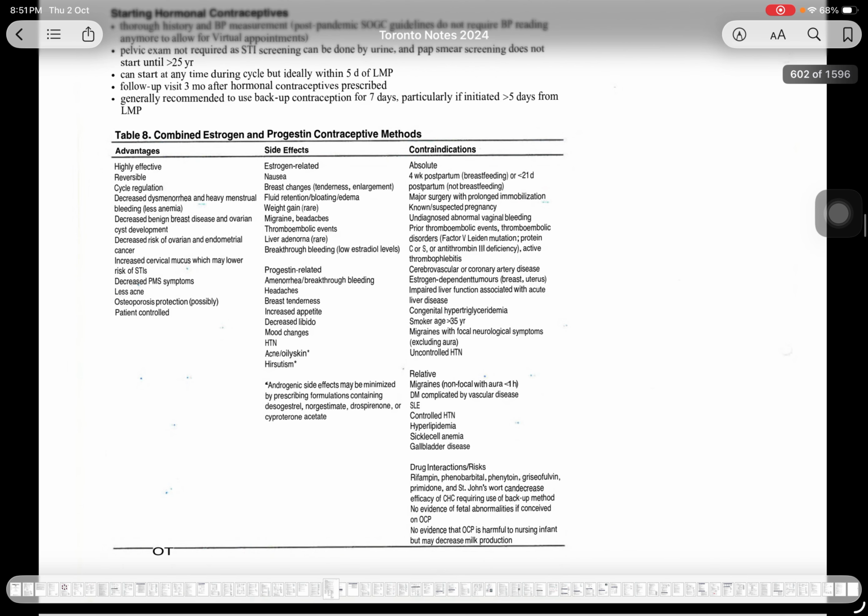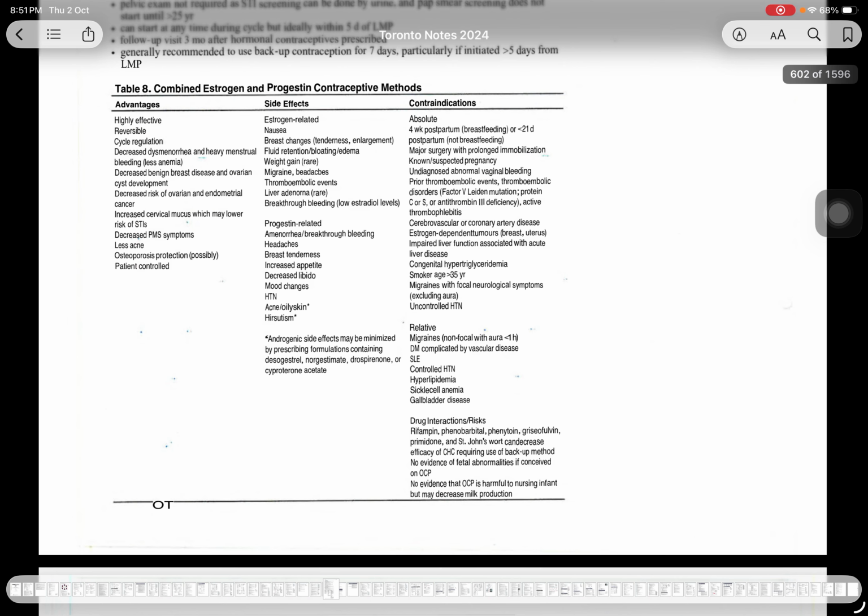Now, talking about combined estrogen and progesterone contraception methods. So, what are the advantages? Advantages, they are highly effective, they're reversible. Cycle regulation. I've seen patients say that their cycle has been regulated, they're not heavily bleeding. So, it decreases dysmenorrhea or heavy menstrual bleeding.